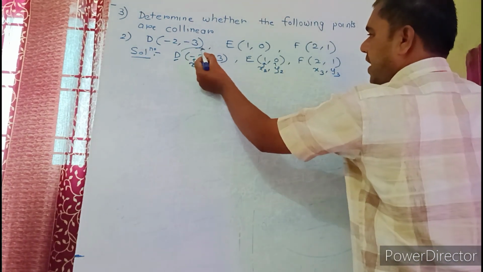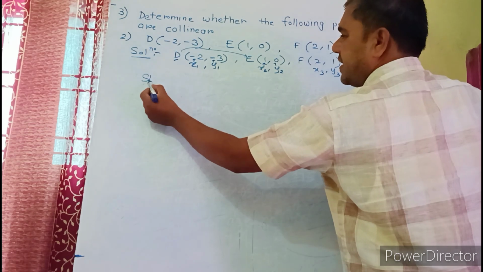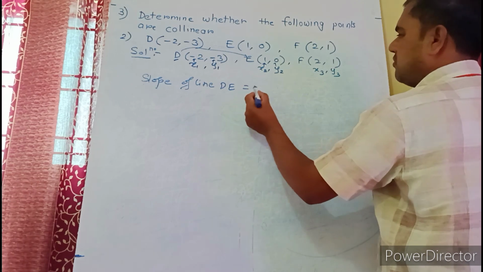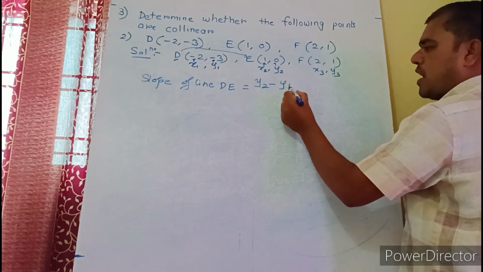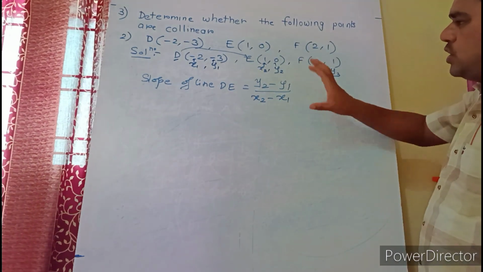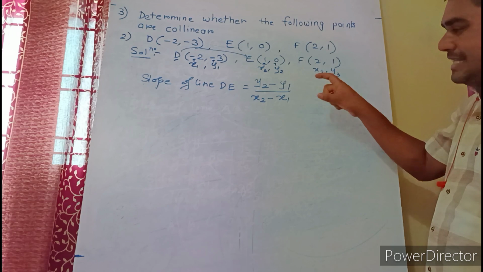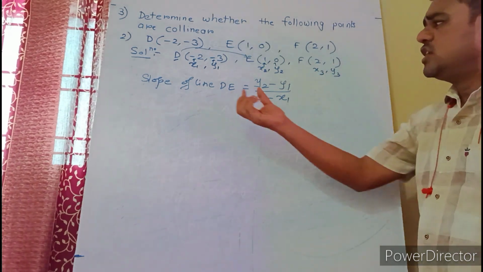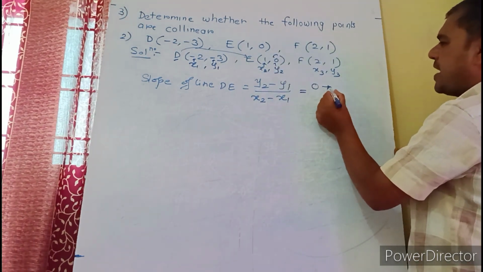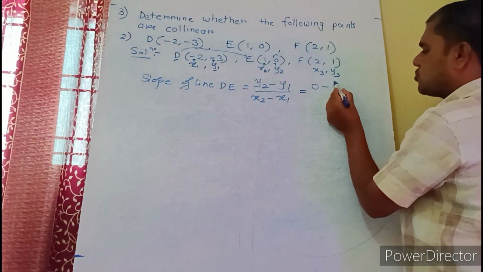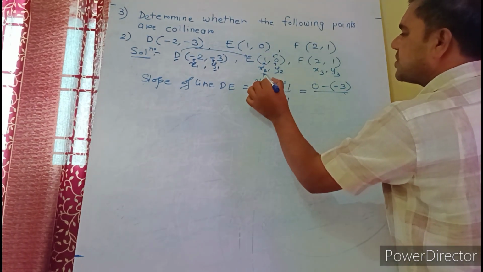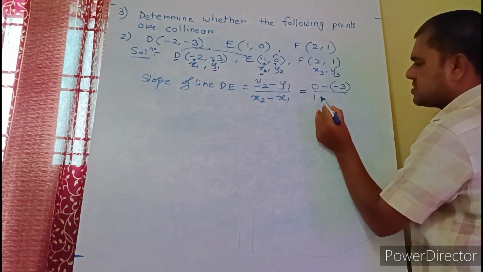At first, we have to find the slope of line DE, which can be calculated as: slope of line DE is equal to y2 minus y1 divided by x2 minus x1. We have to put the formula here, and by putting the values in this formula, we can easily get the slope of line DE. The value of y2 is 0, minus the value of y1, which is minus 3, put in brackets, divided by x2. The value of x2 is 1, minus the value of x1.